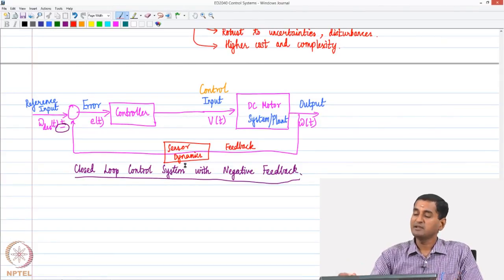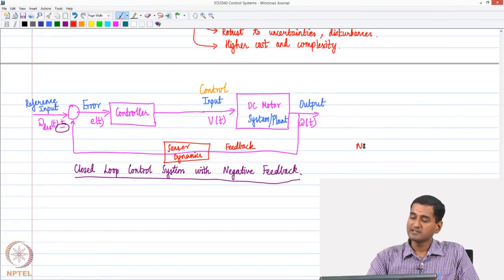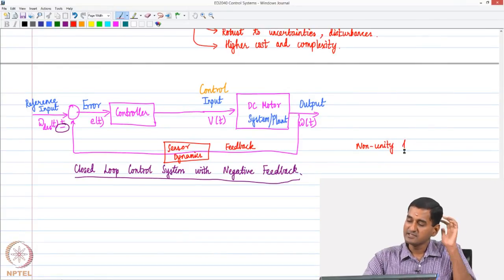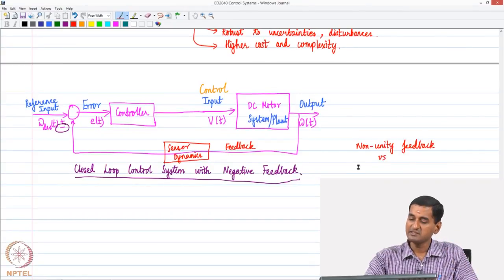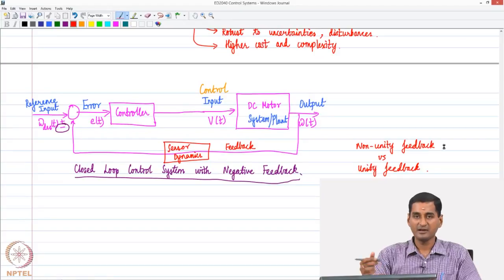When the mapping in the feedback path is not one, we call it non-unity feedback. When this mapping in the feedback path is one, we call it unity feedback. We will see how this affects our analysis later on.